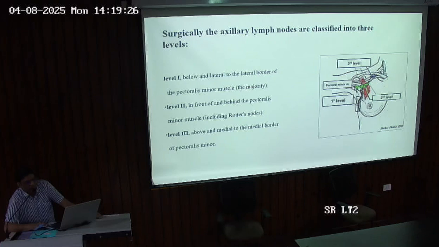So, where is level 1? It is below and lateral to the lateral border of pectoralis minor. Level 2 is in front and behind pectoralis minor, also including the Rotter's lymph node which lies between the pectoralis major and minor muscles. Then level 3 is above and medial to the medial border of pectoralis minor.